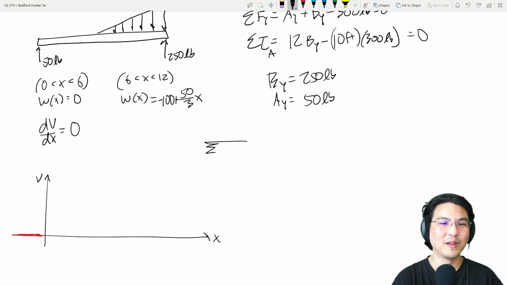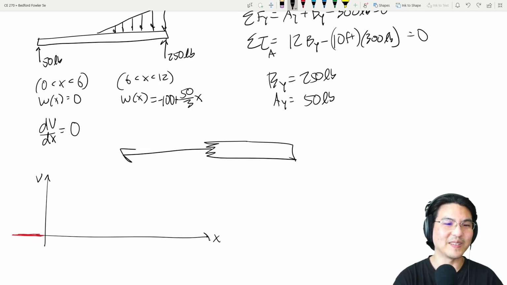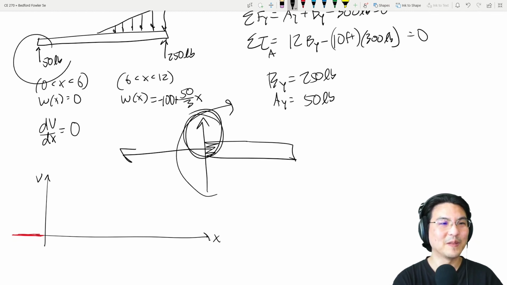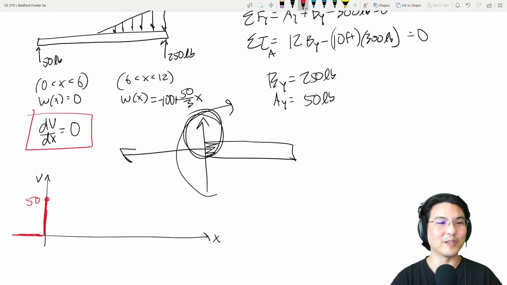the beam from left to right, since x is positive going left to right, if you cut it like this, this is axial force, this is shear, this is bending moment. So up is positive, so this is positive. So positive 50, just suddenly like this. And then from here to here, between 0 and 6, dV/dx is 0, which means the shear is constant. Constantly 50. Like that.